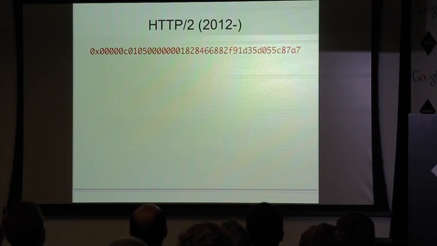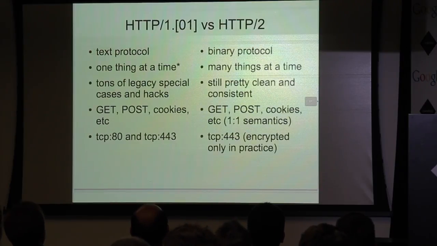So now we have HTTP/2. It looks a little bit different. As you can tell, HTTP/2 is a binary protocol, and it's no longer text. And instead of one thing that you're requesting at a time, you can request tons of stuff at a time and get it back in any order. And it's still pretty clean and consistent, unlike all the hacks that have accumulated in HTTP/1 over time to deal with buggy clients and buggy servers and undefined things in the spec.